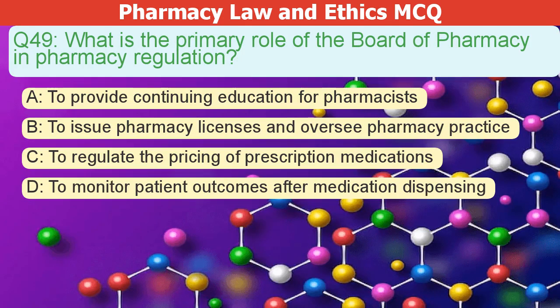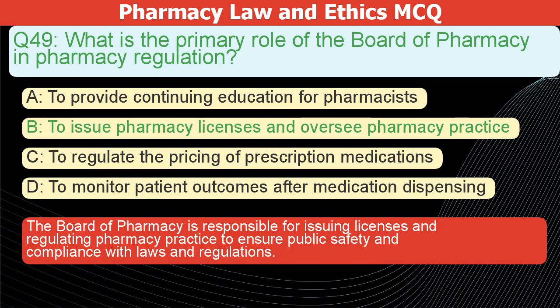What is the primary role of the Board of Pharmacy in pharmacy regulation? A. To provide continuing education for pharmacists. B. To issue pharmacy licenses and oversee pharmacy practice. C. To regulate the pricing of prescription medications. D. To monitor patient outcomes after medication dispensing. The correct answer is B. The Board of Pharmacy is responsible for issuing licenses and regulating pharmacy practice to ensure public safety and compliance with laws and regulations.